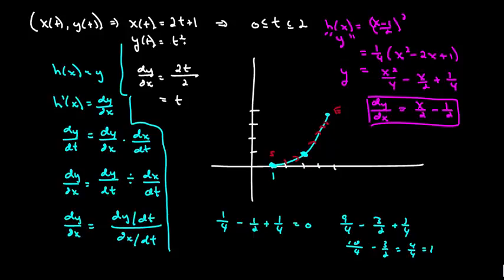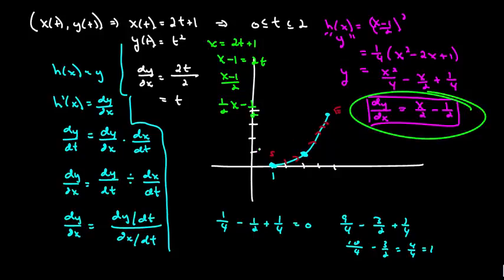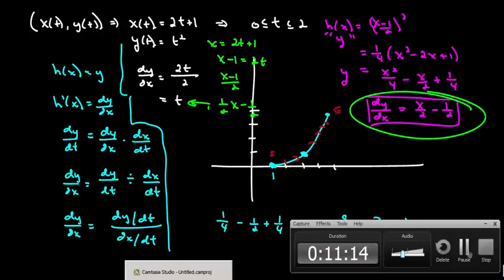And t, in terms of x, is equal to, now I'm going to replace that with either of these two, but it's going to be best replaced with the x. We have that x is equal to 2t plus 1. So x minus 1 is equal to 2t. So t is equal to x minus 1 over 2, which is 1/2 x minus a half, which is this guy right here. So we've found dy dx.